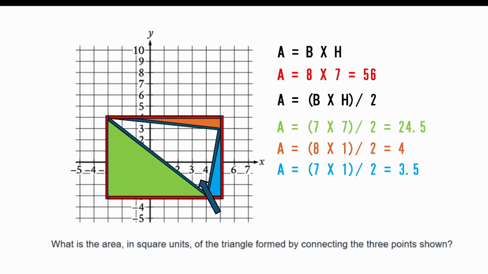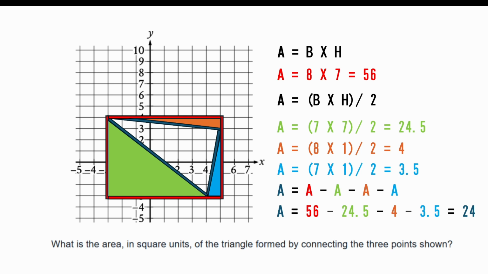Now let's look at our main triangle, this dark blue, which is going to be the area of our rectangle subtracted by the green triangle, the orange triangle, and the light blue triangle. We plug in our numbers, and it's going to be 56 minus 24.5 minus 4 minus 3.5. And we're going to get an answer of 24.